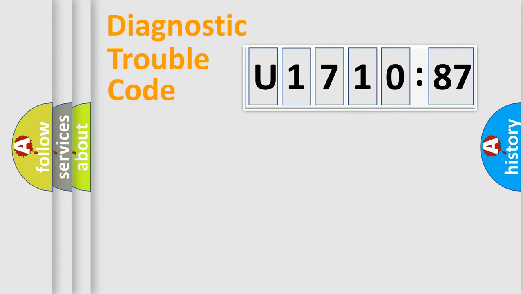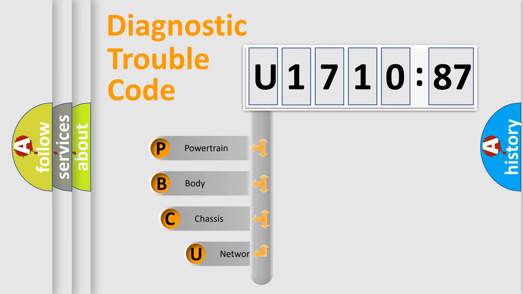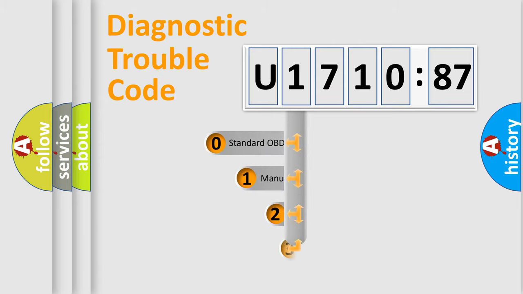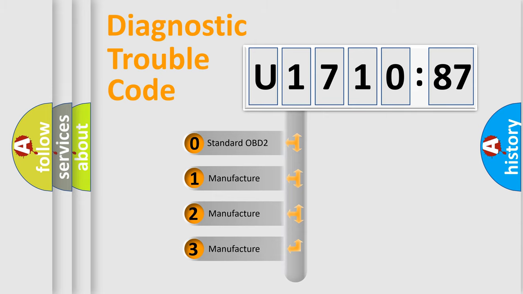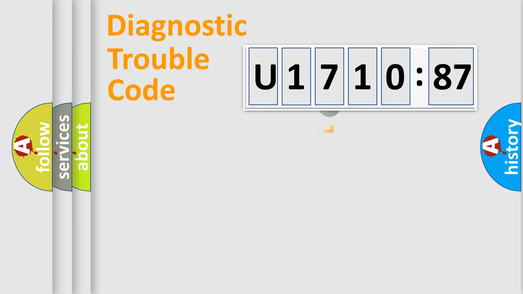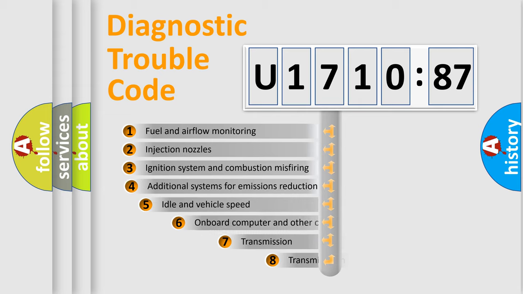Let's do this. First, let's look at the history of diagnostic fault code composition according to the OBD2 protocol, which is unified for all automakers since 2000. We divide the electric system of the automobile into four basic units: powertrain, body, chassis, network. This distribution is defined in the first character code. If the second character is expressed as zero, it is a standardized error. In the case of numbers 1, 2, 3, it is a more specific expression of a car-specific error.